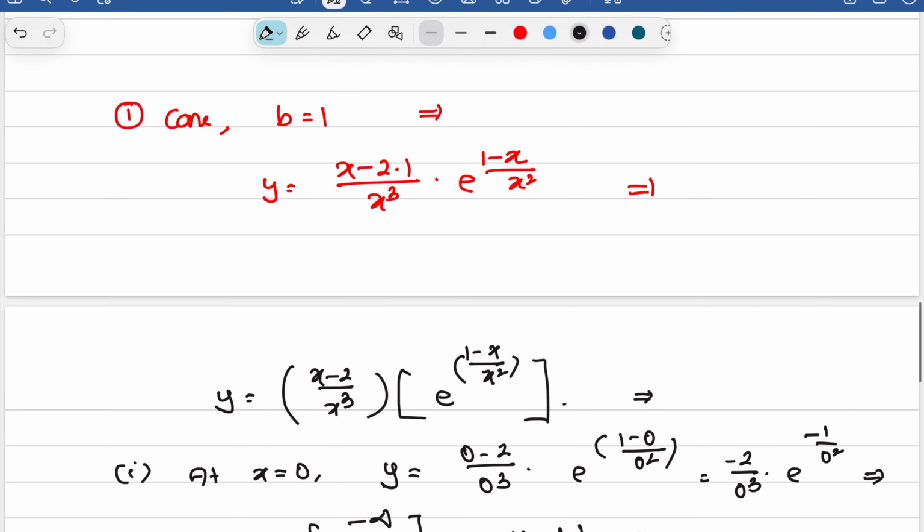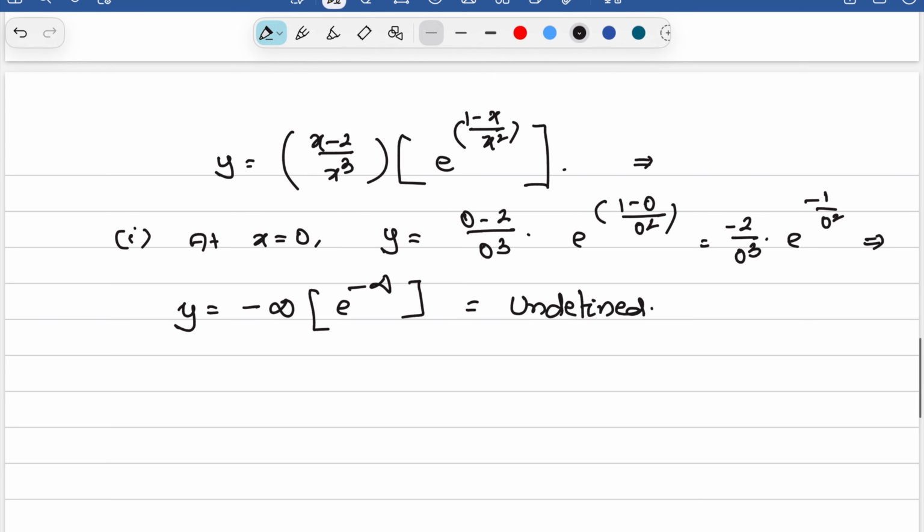This is what I am talking about when I am taking b is equal to 1. Depending upon the value of b you take, you can get the results. At x is equal to 0, it seems there is a singularity. Denominator is 0.